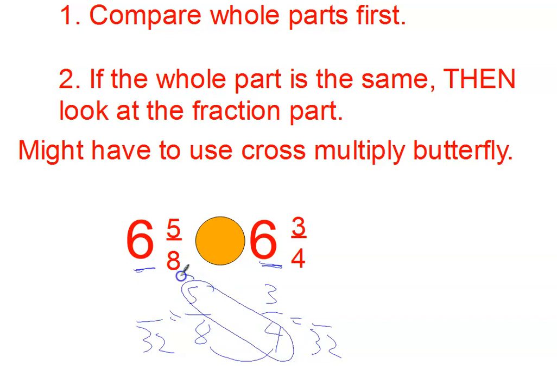There's my first wing. 5 times 4 is 20. Make sure you put it on this side. And over here I got 8 times 3 is 24. 24 over 32 is more than 20 over 32, so we're going that way. 3/4 is more than 5/8.